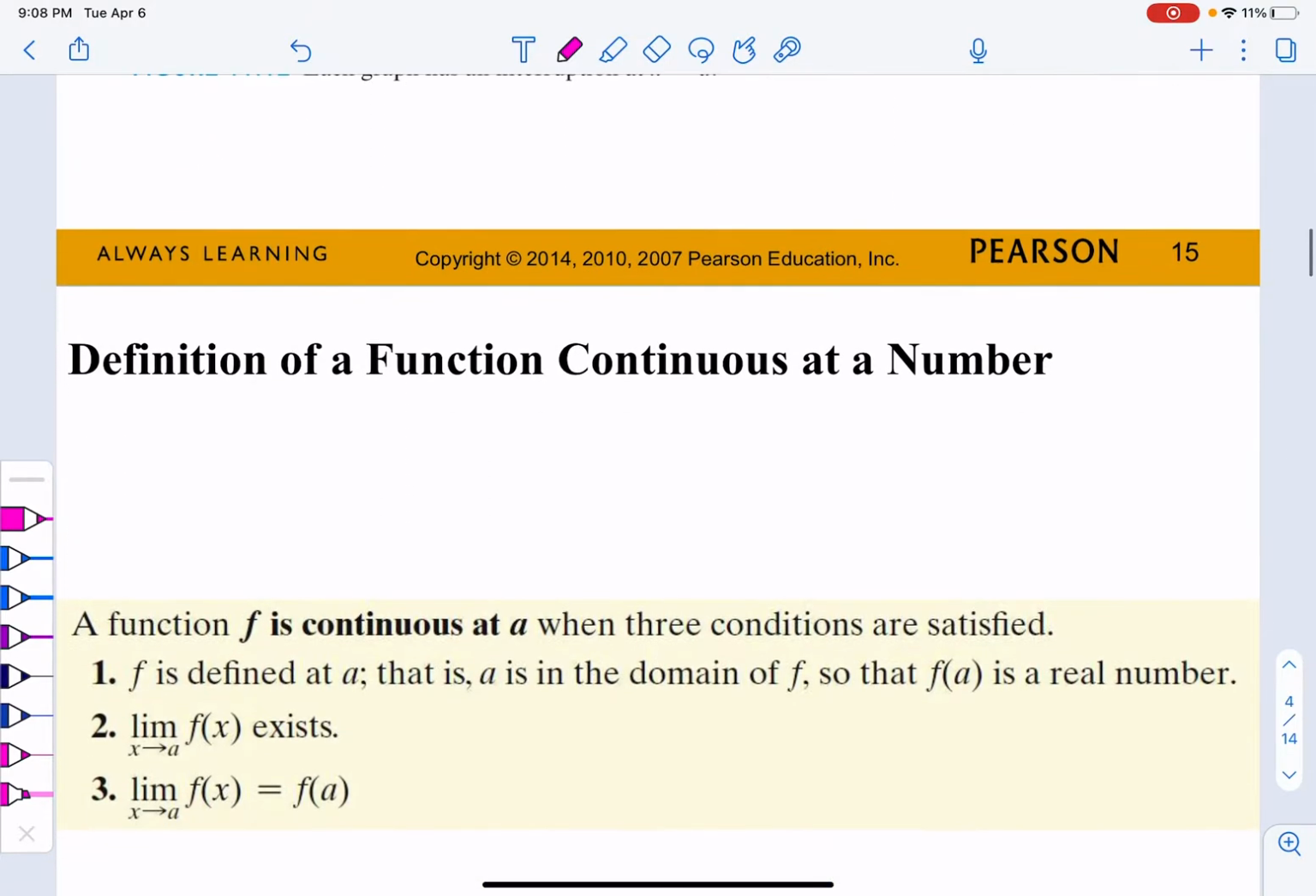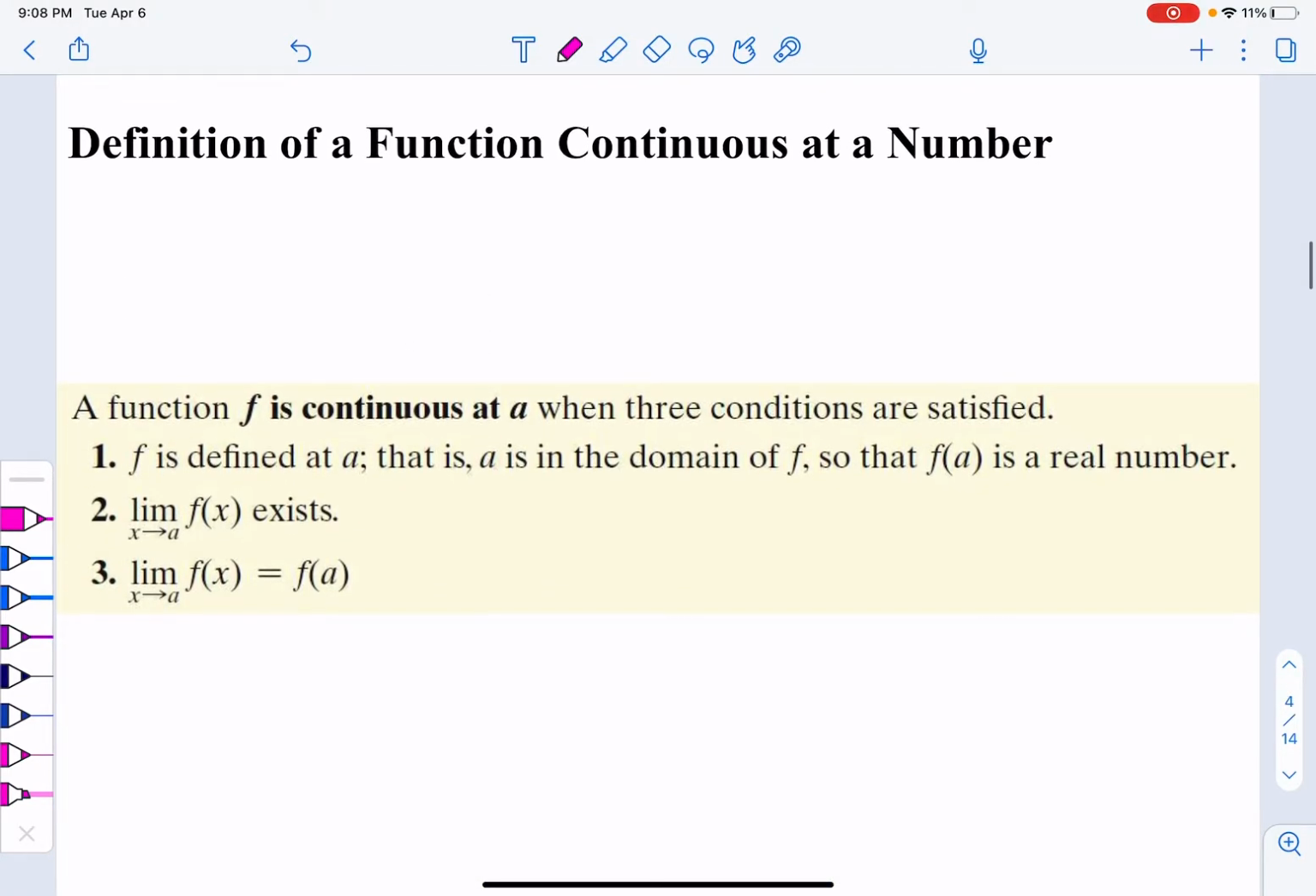So what happens with our definition of a function continuous at a number? There are going to be three things we have to look for. A function f is continuous at a when three conditions are satisfied. Number one, f is defined at a, that is, a is in the domain of f, so that f of a is a real number.